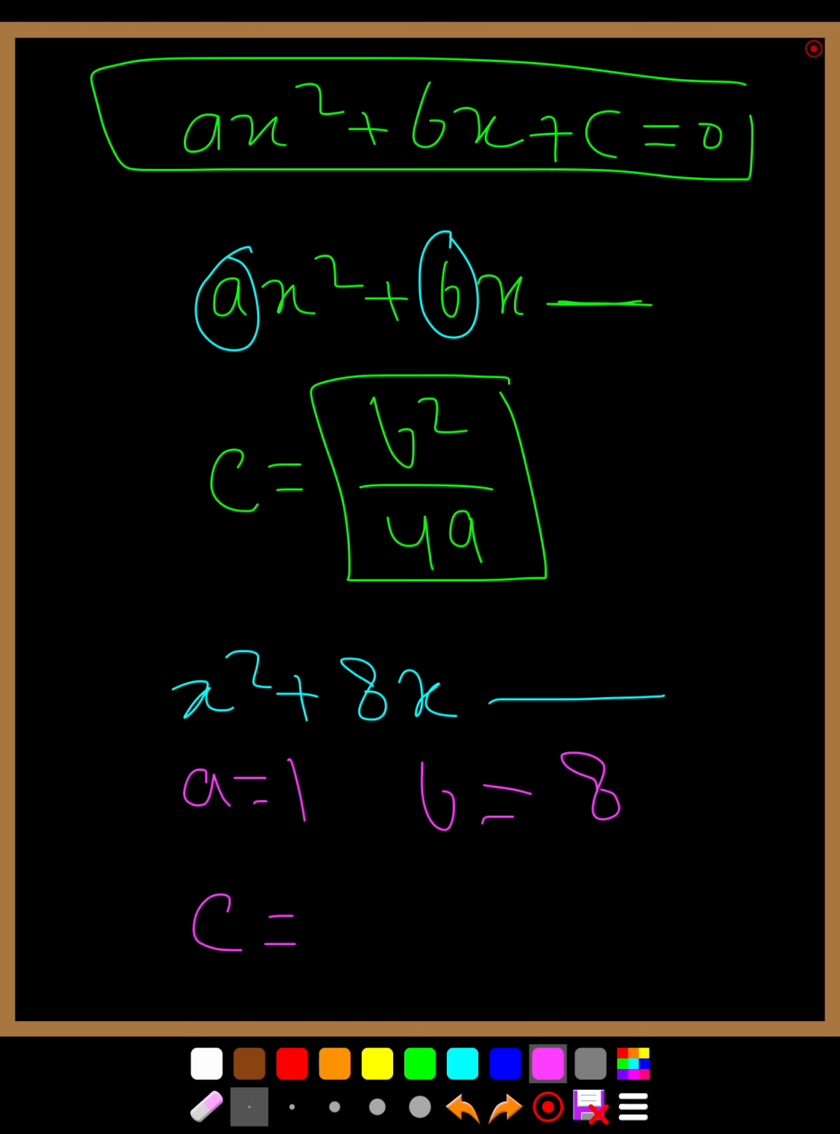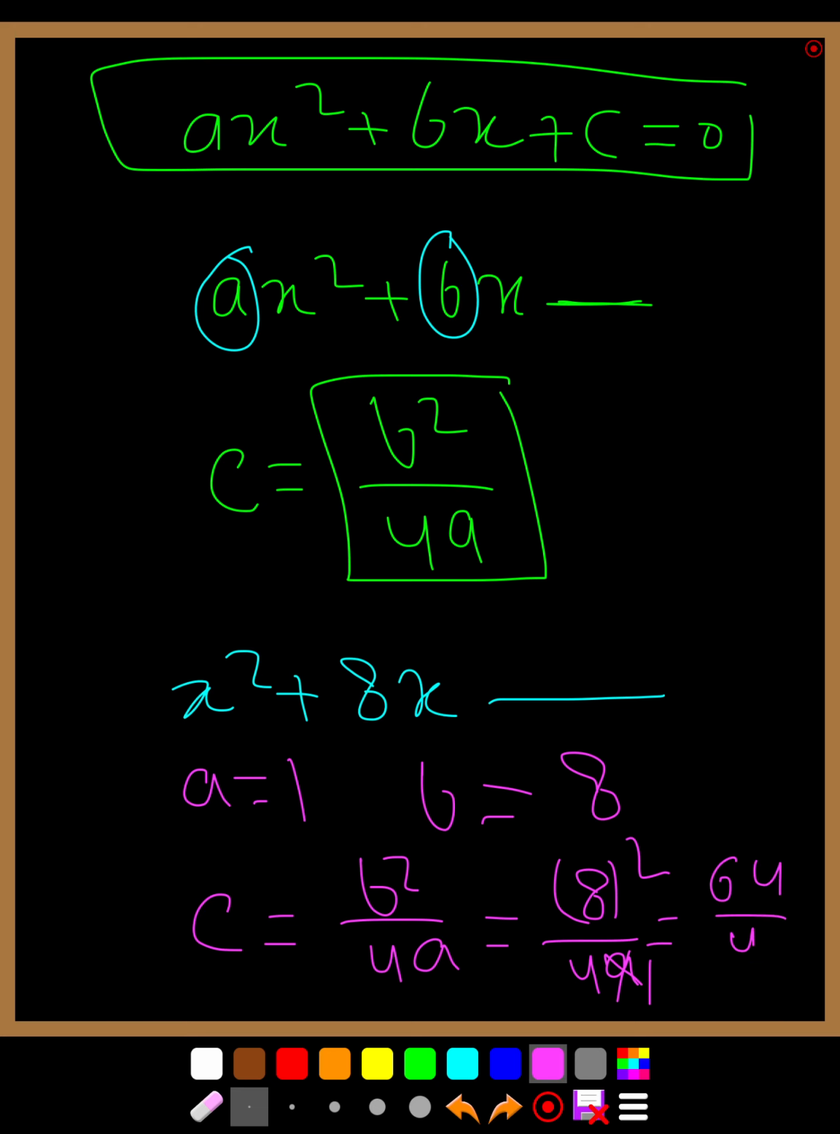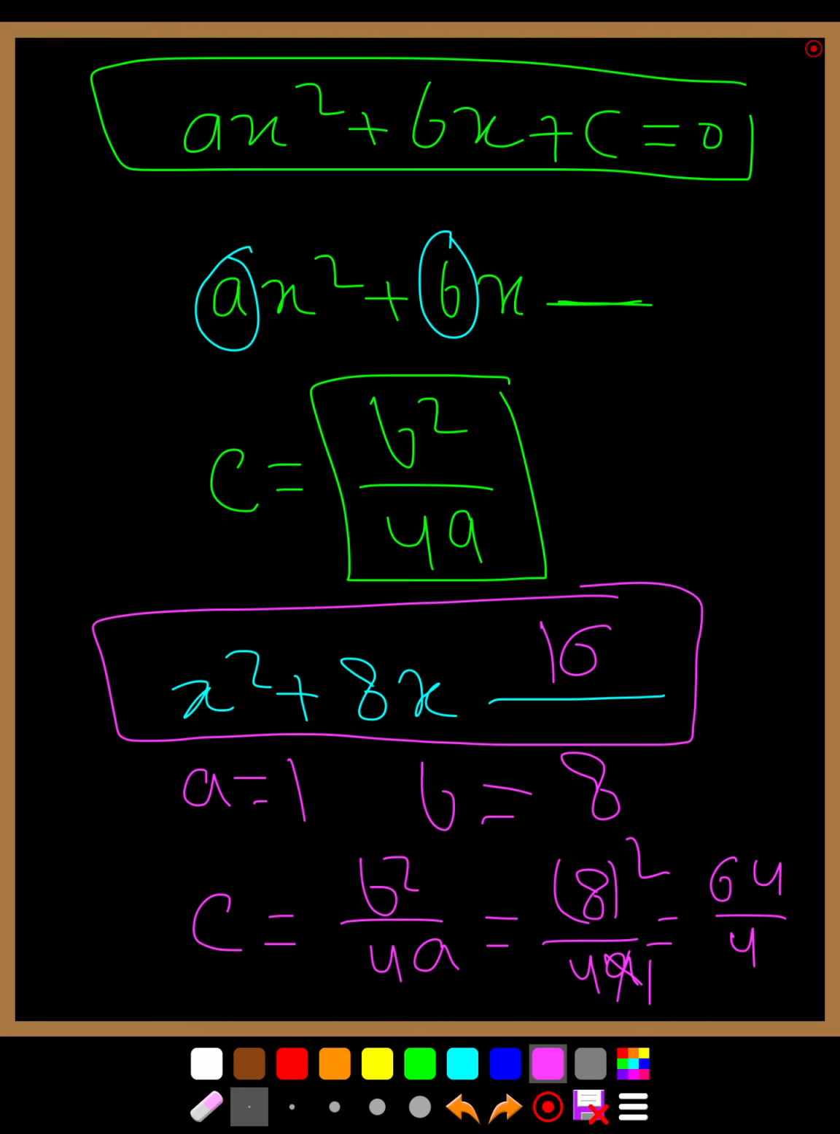How can you find the c? By using the formula b power 2 over 4a. What is the b? 8 power 2 over 4 times a, which is 1. 8 power 2 is 64, and over 4 it will be 16. So here, c is 16.